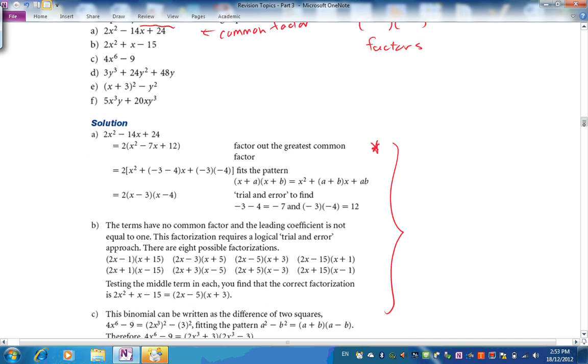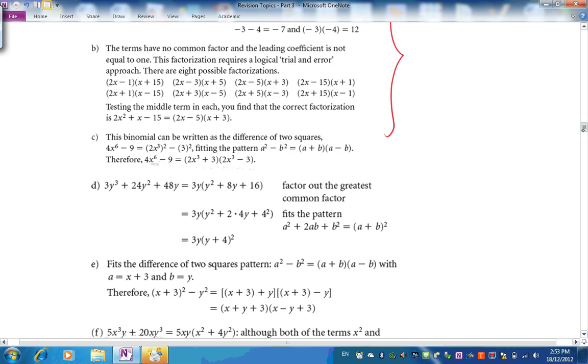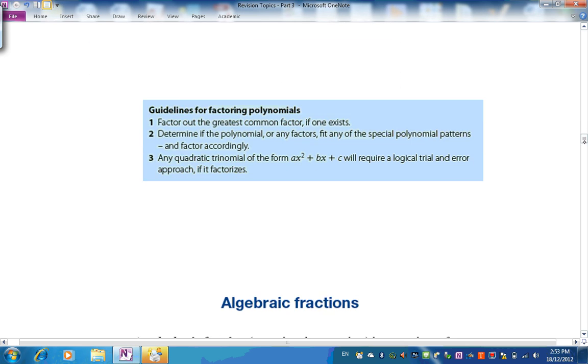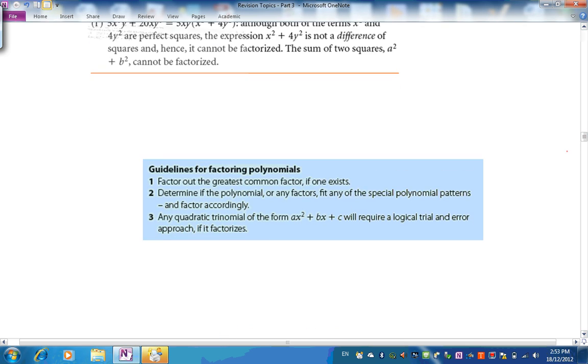All right, we're going to move on now and have a look at the guidelines that generally you would use here. So guidelines for factoring polynomials. Take out the greatest common factor. So if I've got 3x squared plus 9x plus 6, first thing I'll try to do is put a 3, then x squared plus 3x plus 2. Then I'll try to create my brackets. There we have it. Plus 2 plus 1.